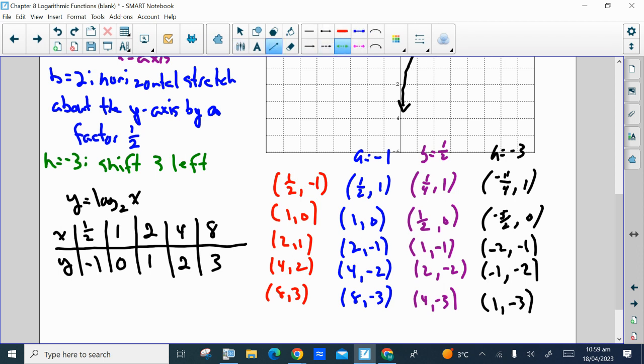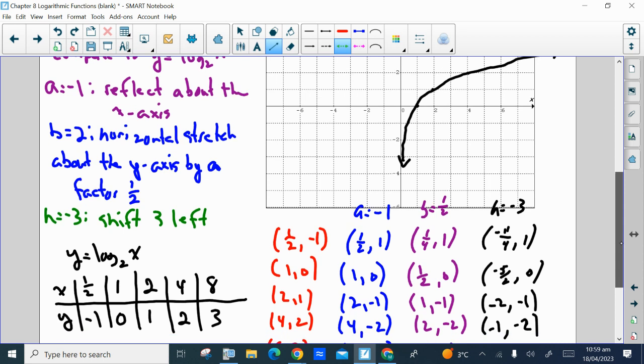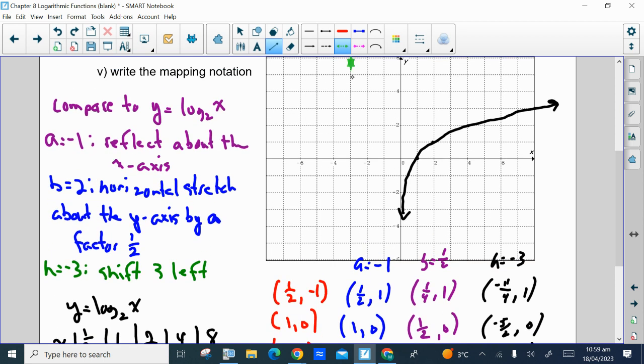So everything shifted 3 to the left, which means our vertical asymptote will now be at x equals negative 3, because it shifted 3 to the left. We can put these other points on there.